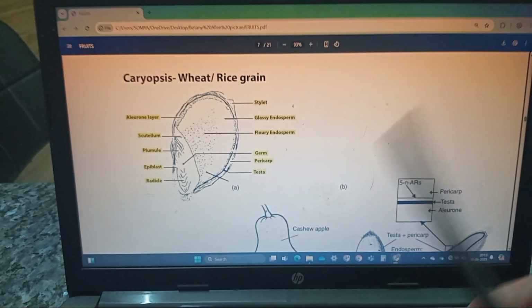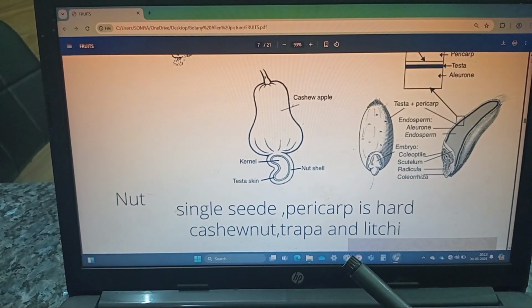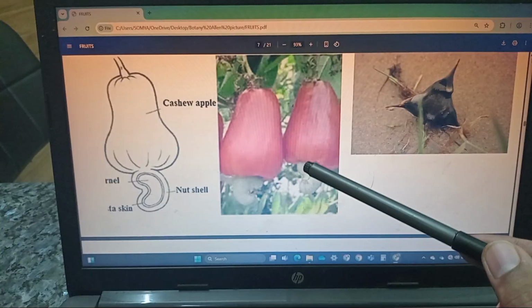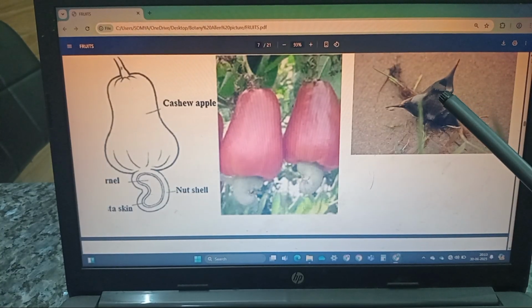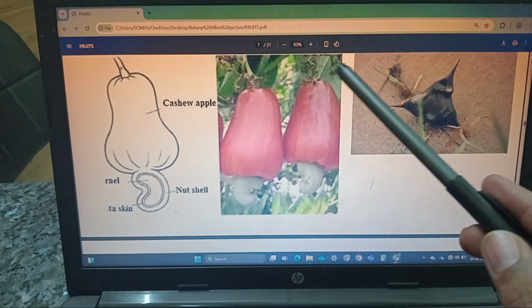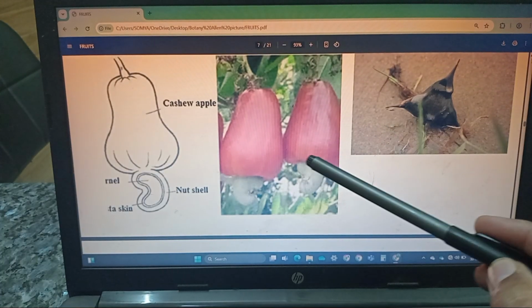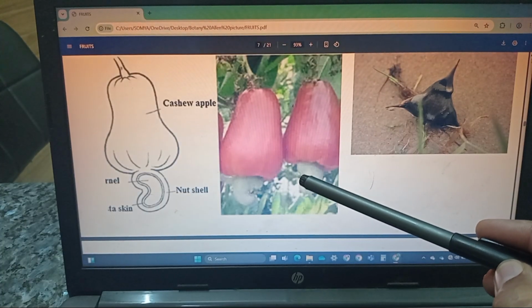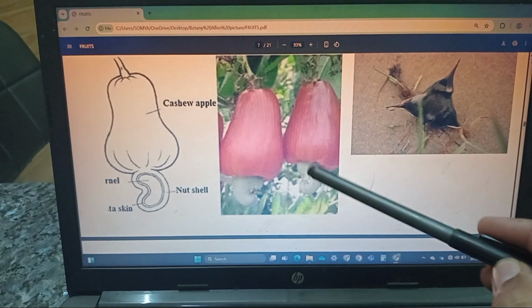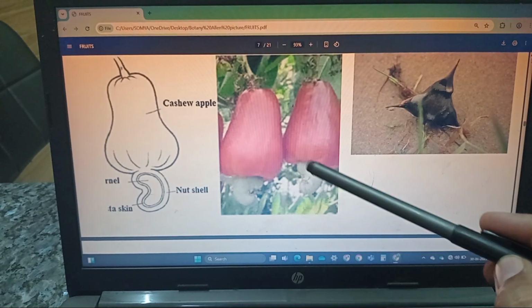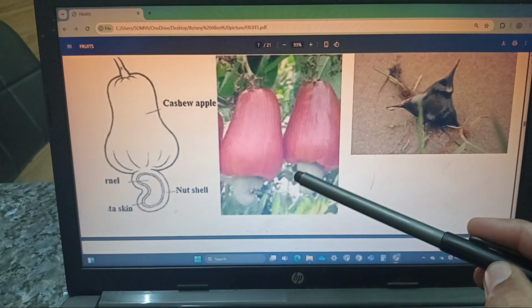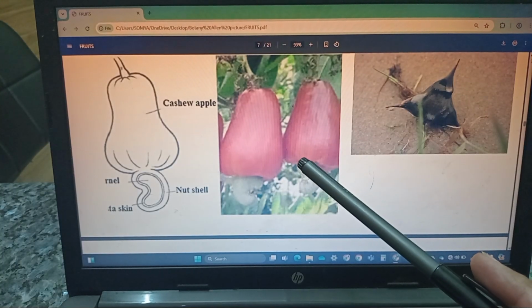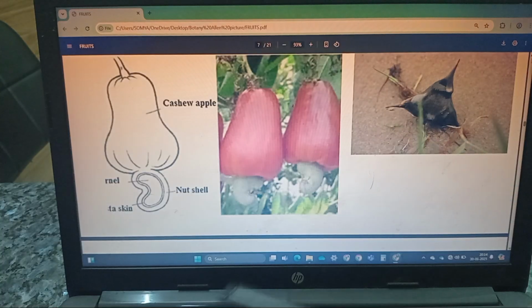These are nuts. In nuts, the examples include the cashew nut. So what is a true nut? Cashew nut. Is Trapa a nut? Yes, it is also a nut. Here, this is the enlarged thalamus, and this is the dry fruit. So the true dry fruit is a cashew nut. Here, these are single seeded, right? The pericarp is very thin. So this is the nut, which is the cashew nut. Then Trapa is a nut.